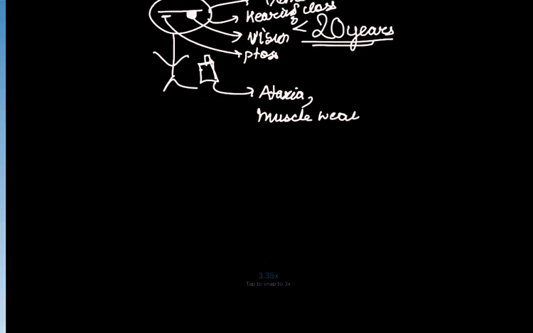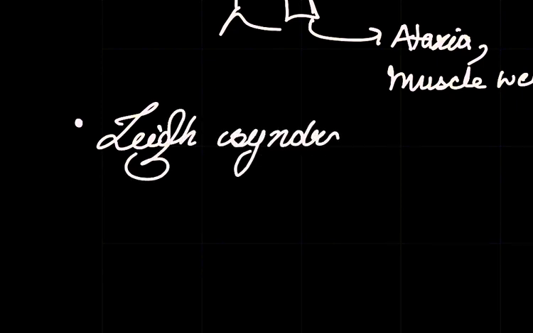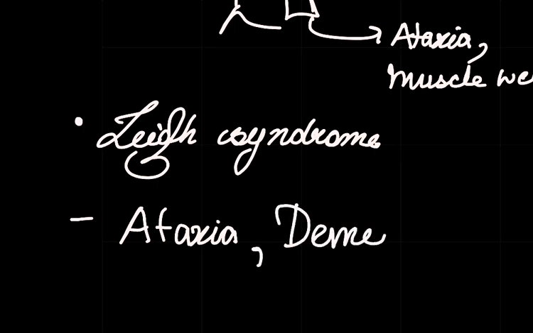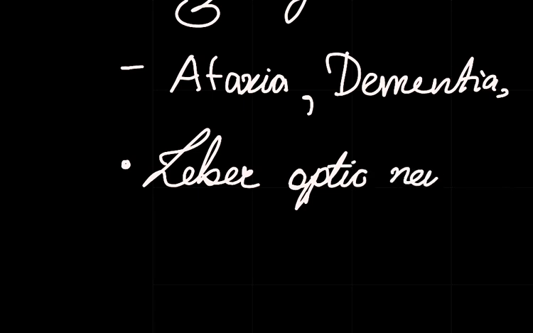Now let's come to another disease known as Leigh syndrome. In Leigh syndrome, it's normally a disease of childhood, especially infancy. Here also we have ataxia, dementia, seizures, developmental deficits, weight loss, and similar symptoms. We have Leber optic neuropathy. In Leber optic neuropathy, we will be observing optic neuropathy, especially retinal vision loss. That is important.